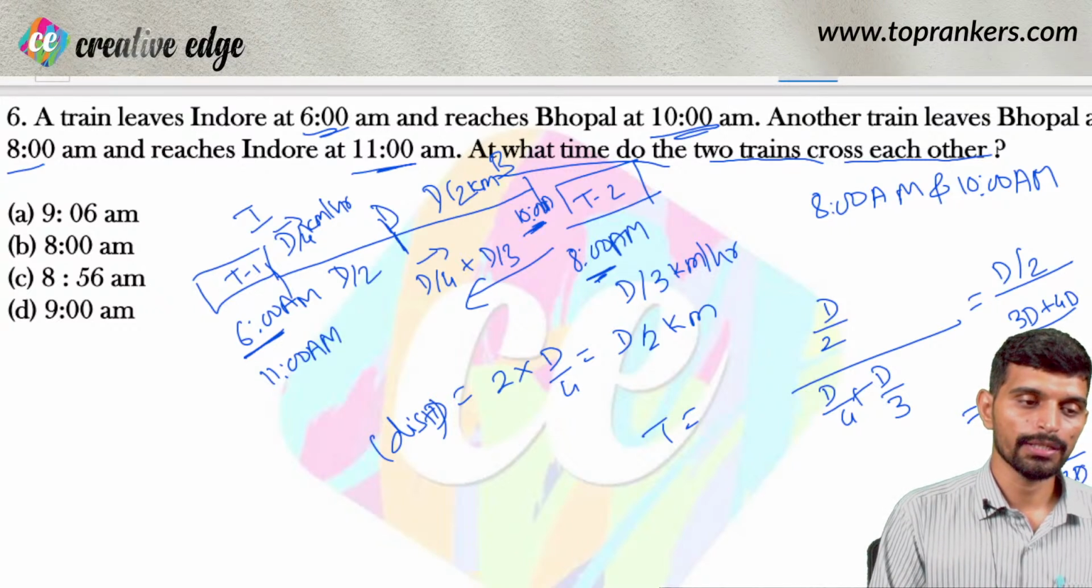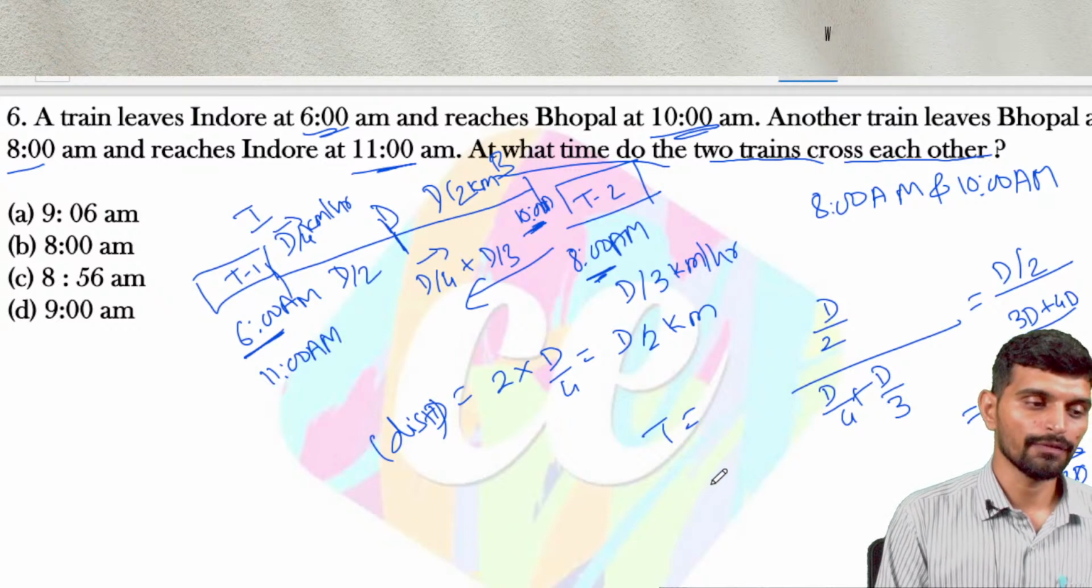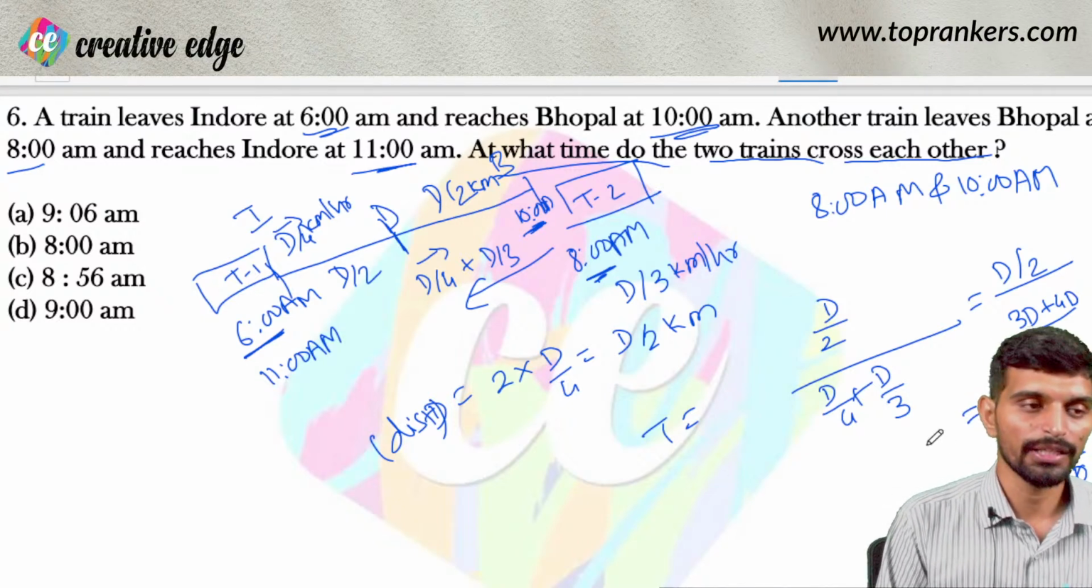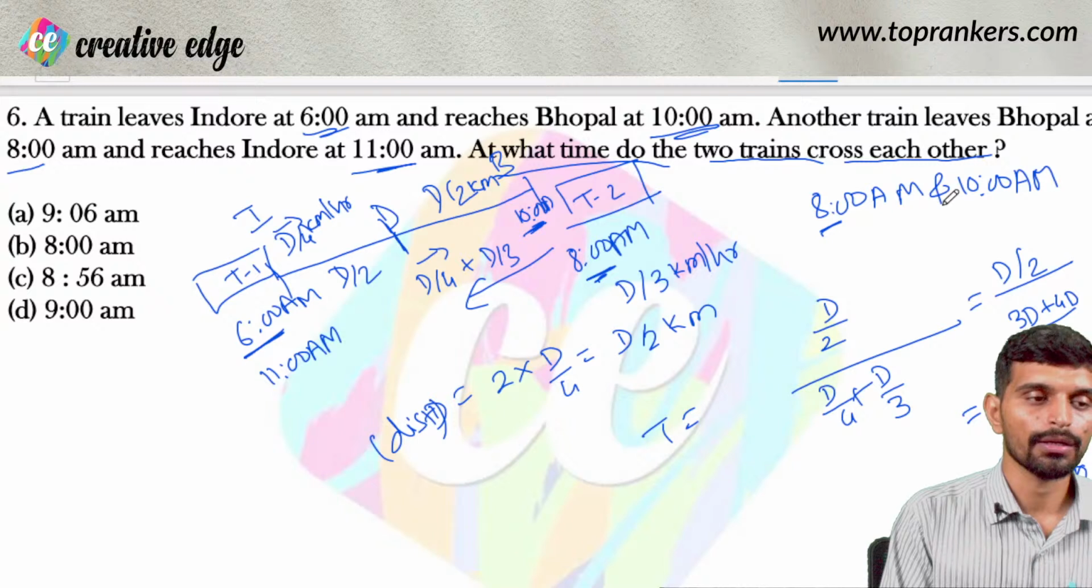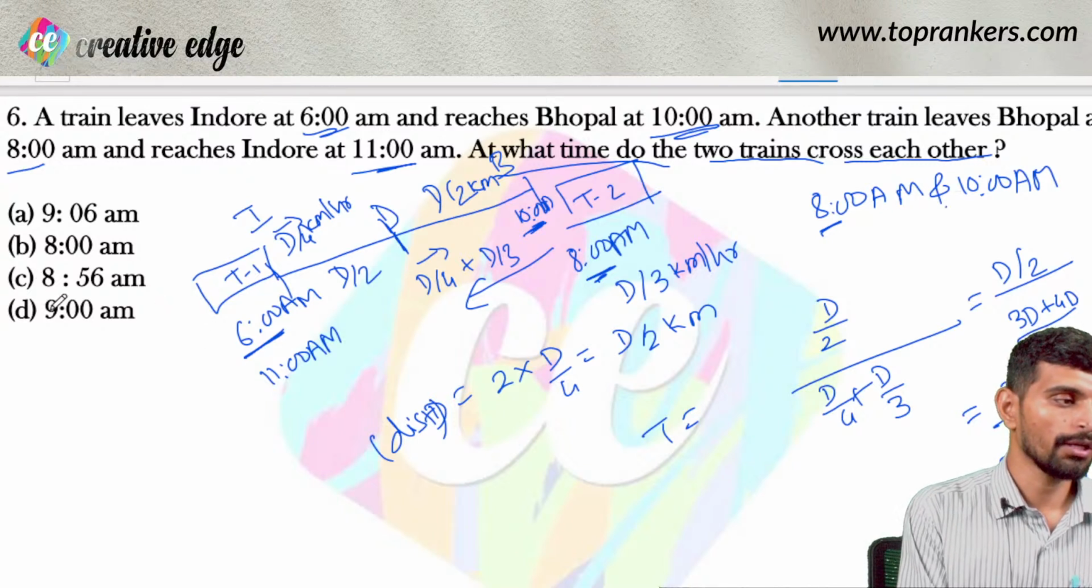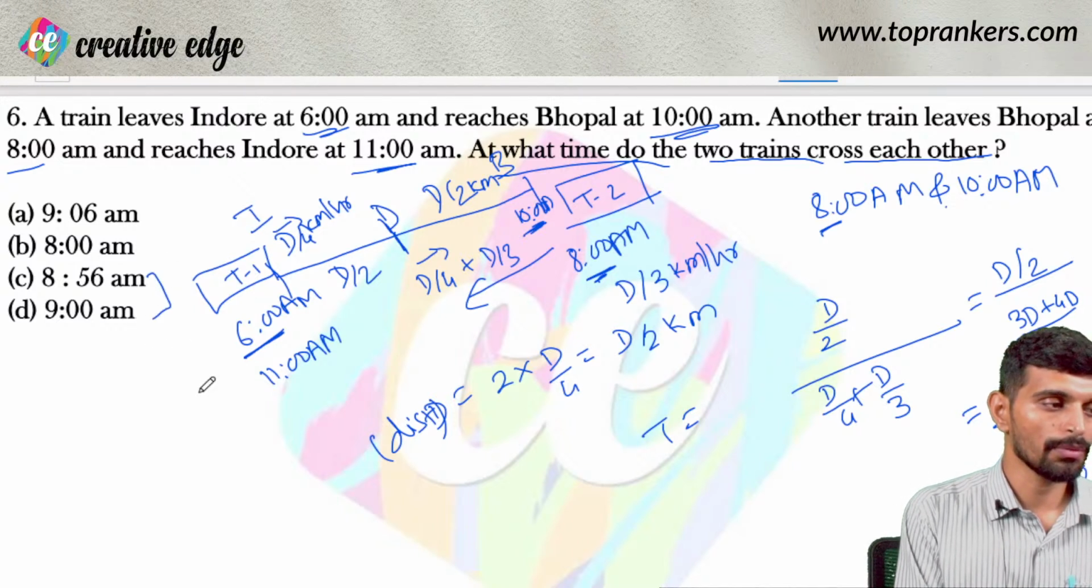So d and d get cancelled. So that is 6 by 7, 6 by 7 hour. So let's convert this to hours. So this is definitely less than 1 hour. So after 8 and before 9. So after 8, before 9. So there are two close options, that is 8:56 am and 9 am.